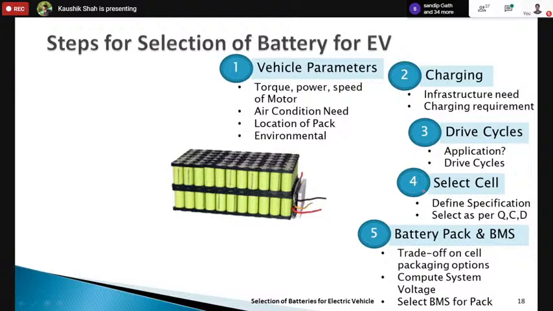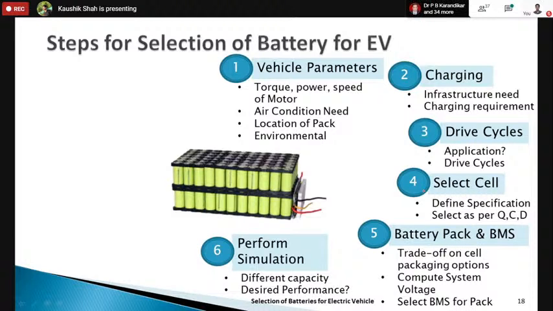The BMS should be battery agnostic, irrespective of the chemistries. You should be able to parameterize it so that you can compute the SOC, SOH, and a bunch of other parameters, your fault tolerance and other stuff. So the BMS plays a vital role, which can support the other chemistries. Then perform simulation again. This simulation would be required, and there is a bunch of simulation software available that you can use. With the different capacities, you would be able to grasp how the battery pack is behaving, and whether it is giving the desired performance.